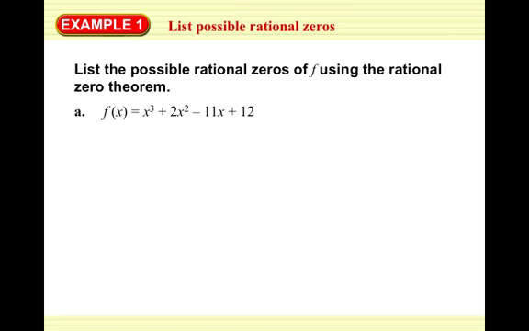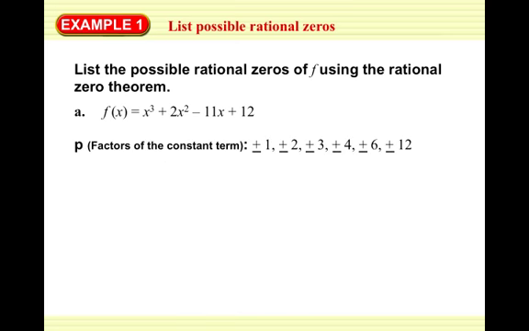So we're going to list the possible rational zeros of f using the rational zero theorem, and we're going to look first at a, which is f of x equals x cubed plus 2x squared minus 11x plus 12. So p is going to be all the factors of the constant term 12, and you have to consider plus or minus for all of them because positive integers and negative integers can multiply together to give you 12. So certainly plus or minus 1 works, plus or minus 2 works, plus or minus 3 works, plus or minus 4 works, plus or minus 5 is not a factor of 12, plus or minus 6 works, 7 doesn't, 8 doesn't, 9 doesn't, 10 doesn't, 11 doesn't, but 12 does, so plus or minus 12.